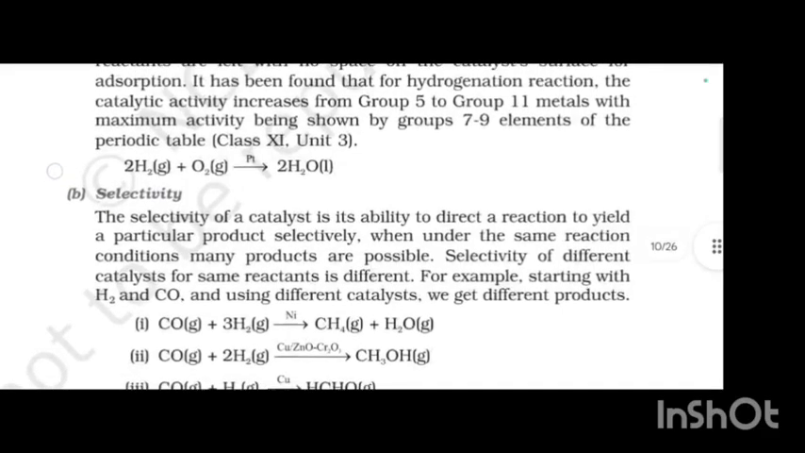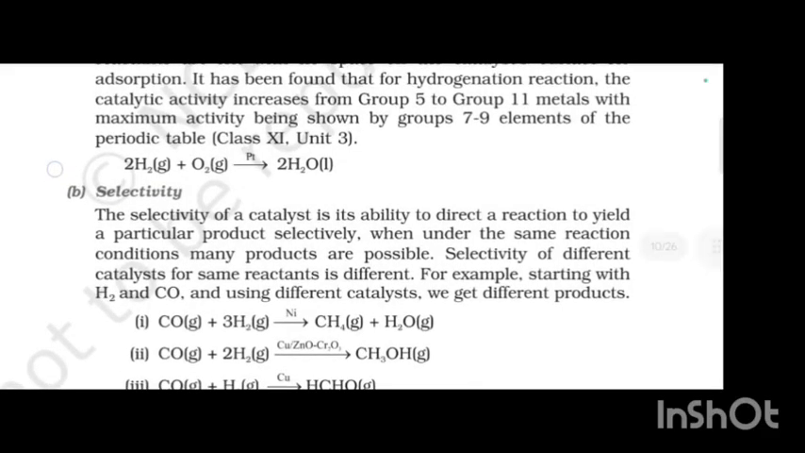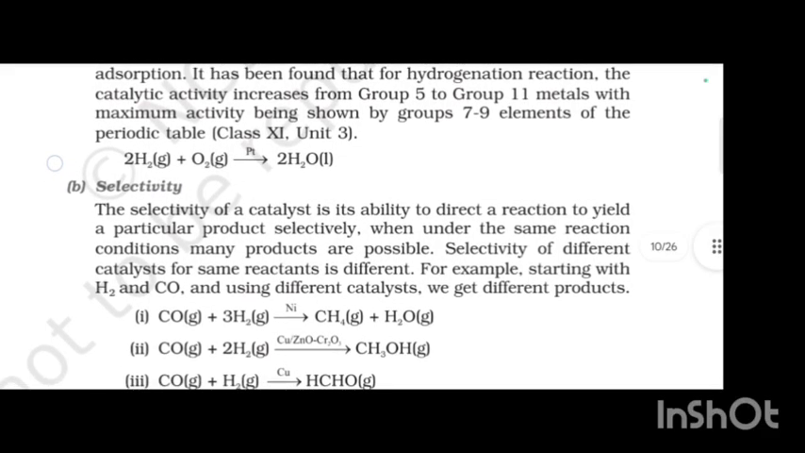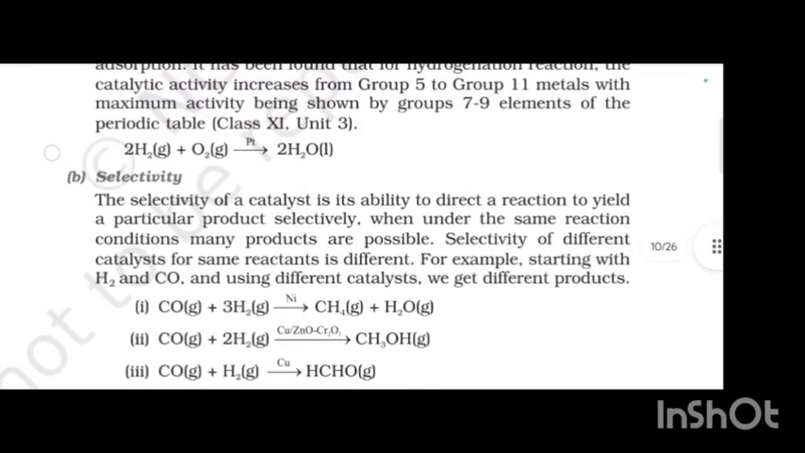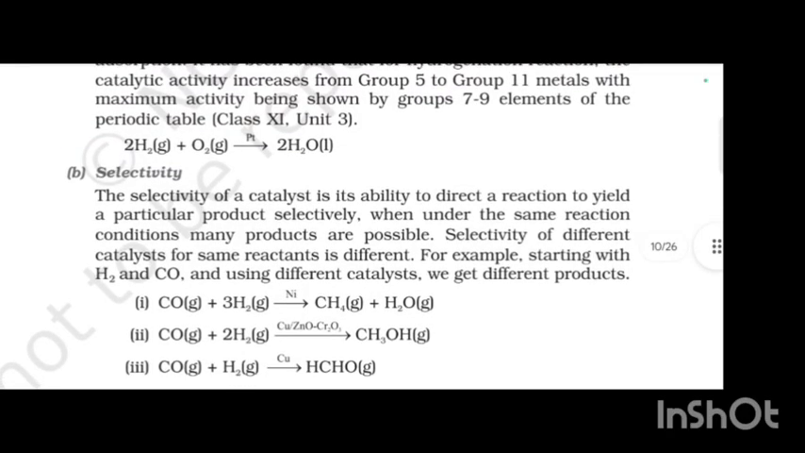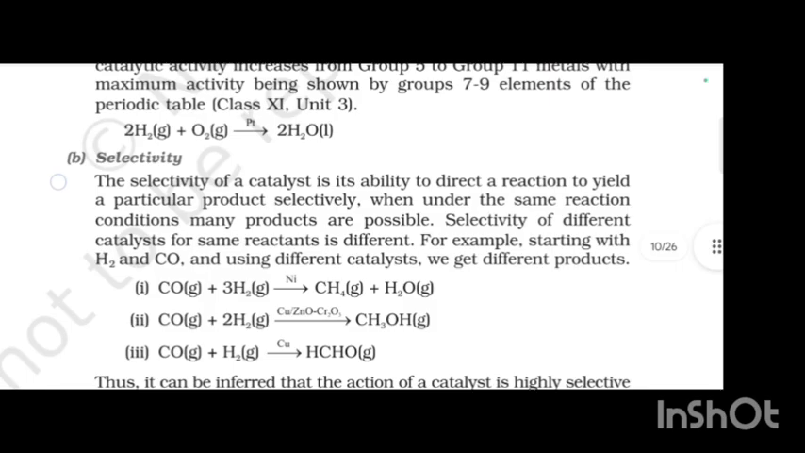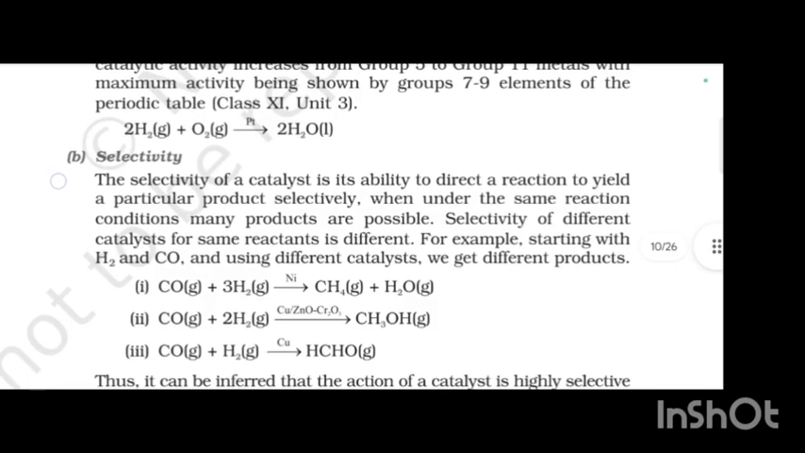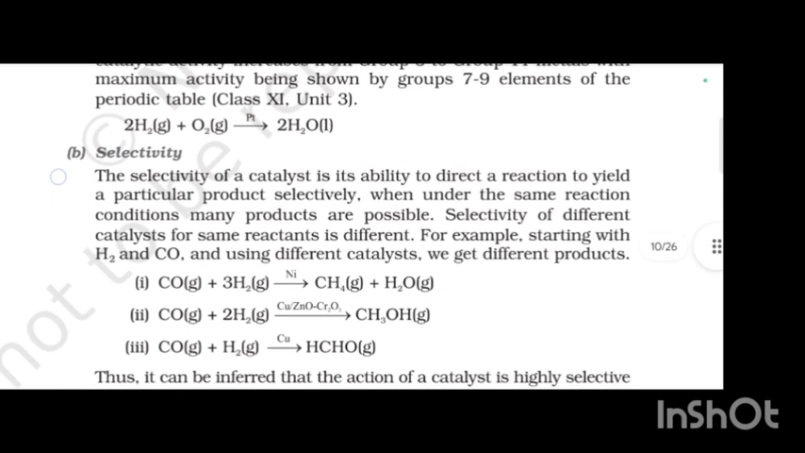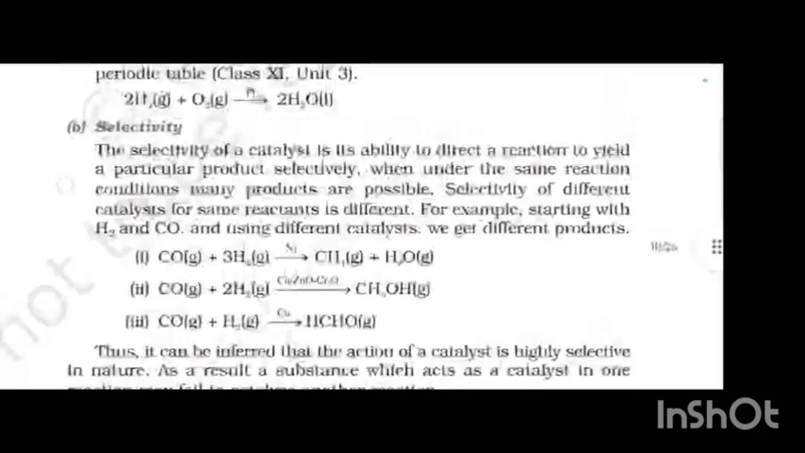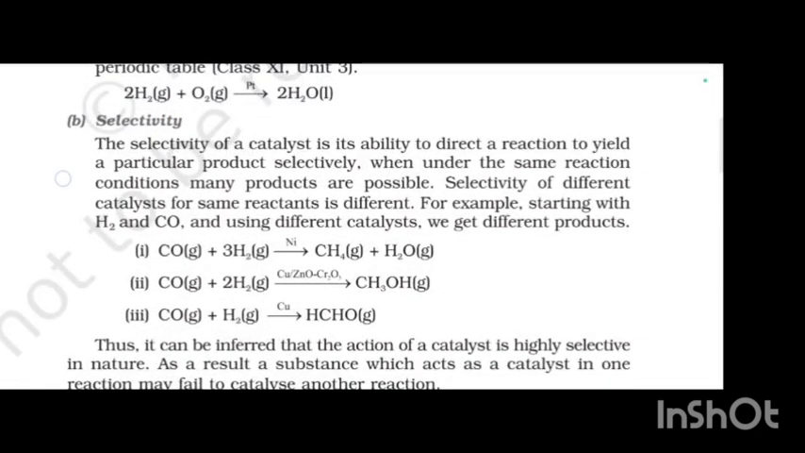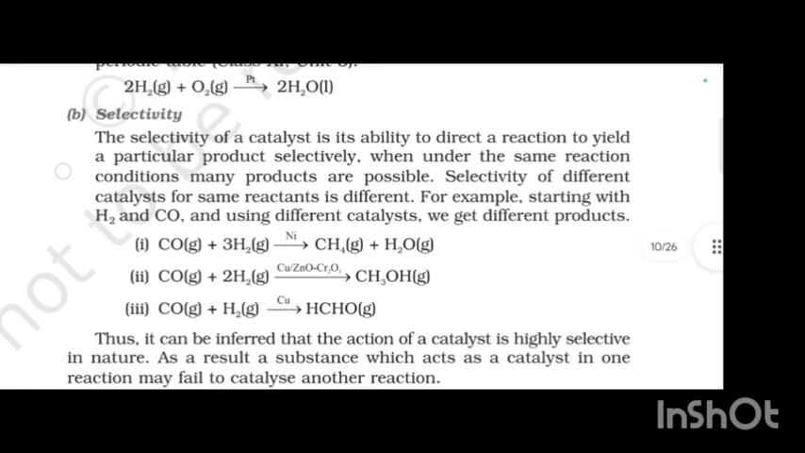It has been found that for hydrogenation reaction, the catalytic activity increases from group 5 to group 11 metals, with maximum activity being shown by groups 7 to 9 elements of the periodic table. 2H2 gas plus O2 gas in presence of platinum gives 2H2O liquid.